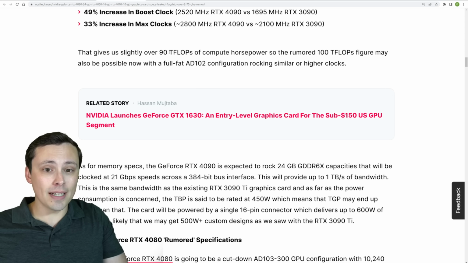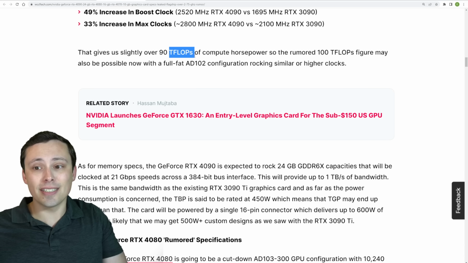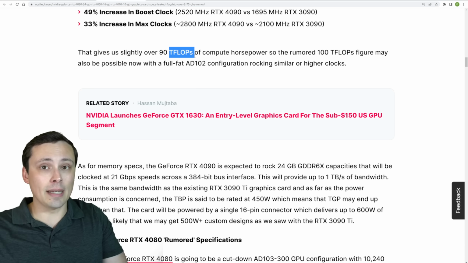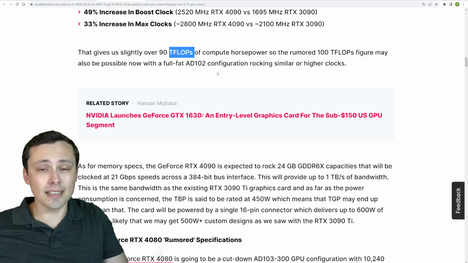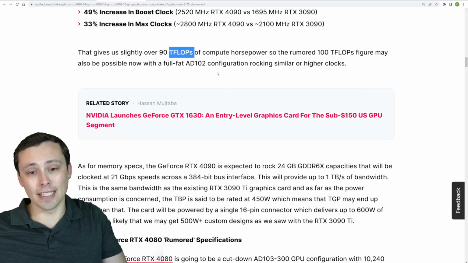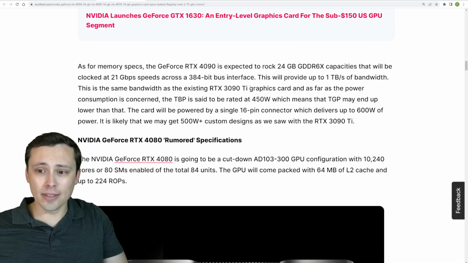However, do keep in mind that floating point operations do not just scale directly to in-game performance. Meaning that while we might see about a doubling of the theoretical performance available here, that doesn't necessarily mean we'll see an exactly 2x increase in gaming performance. It wouldn't surprise me if it was lower than that.